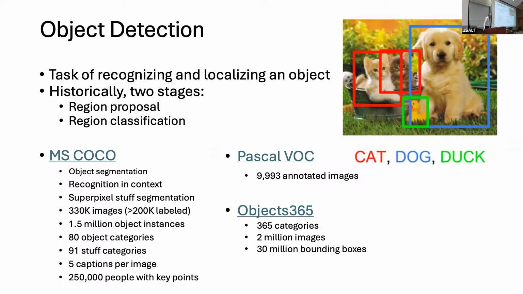Pascal VOC was the first dataset that was used for detection, and it had only 10,000 images. Back then it was like, whoa, this is a very, very large number. But we know today that it's nothing for the network.